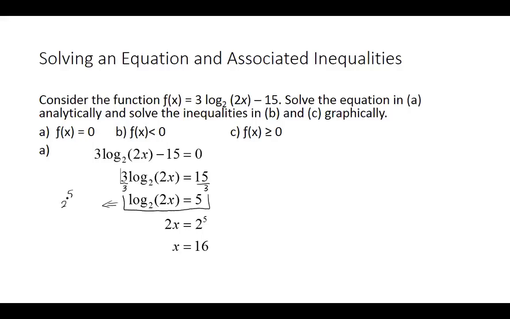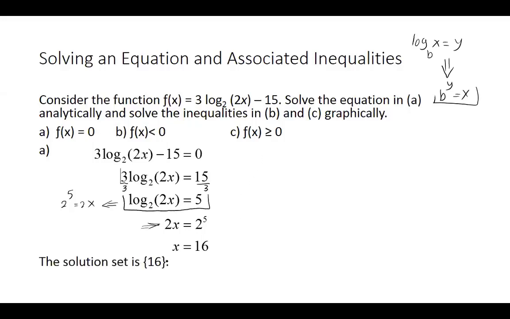2 to the power of 5 is equal to the argument 2x. Again, you need to know this property. If I have log base b of x is equal to y, I can write this as an exponential function, which is b to the power of y is equal to the argument x. You need to memorize that. So once we do that, we drop the log, and we can solve for x. x would be equal to 16. So the solution would be 16.